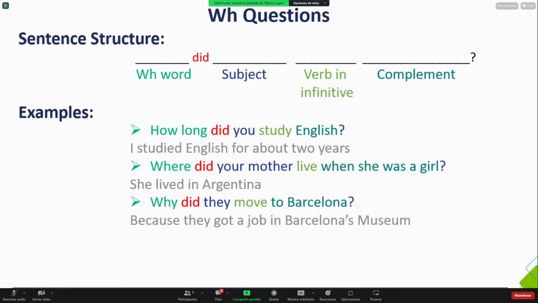Where did your mother live when she was a girl? ¿Dónde vivía tu mamá cuando era una niña? She lived in Argentina. Ella vivía en Argentina, verbo en pasado. And the last one, why did they move to Barcelona? Porque ellos se mudaron a Barcelona. Because they got a job in Barcelona Museum. Porque ellos obtuvieron un trabajo en el Museo de Barcelona.